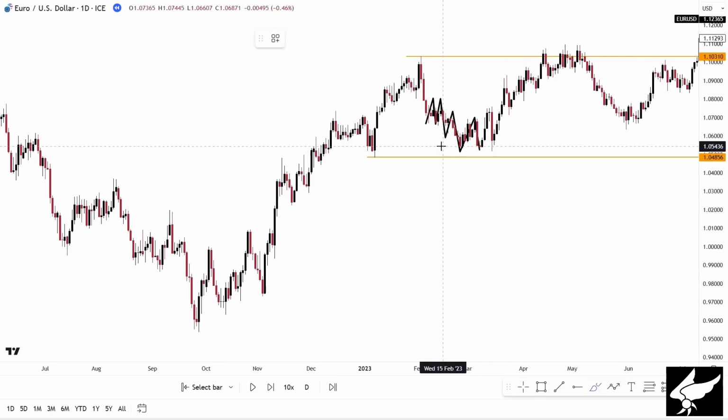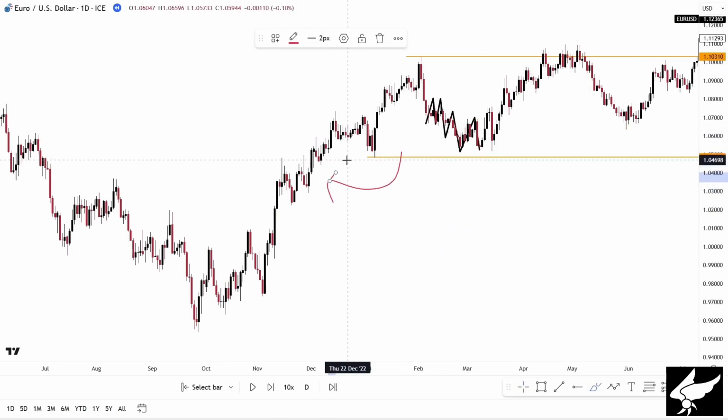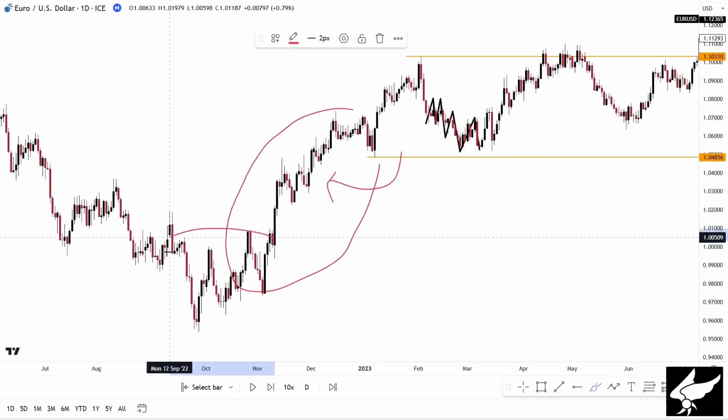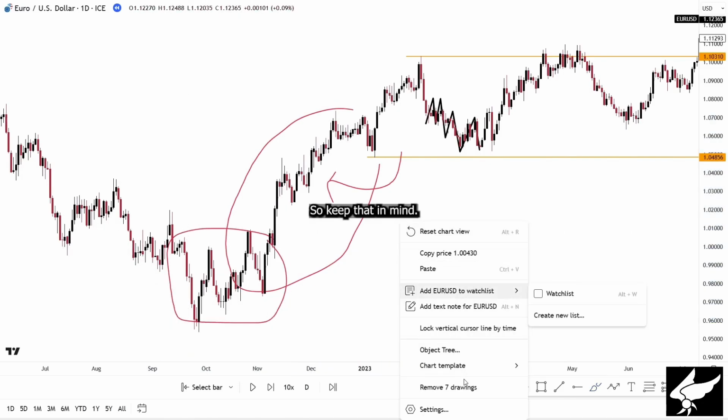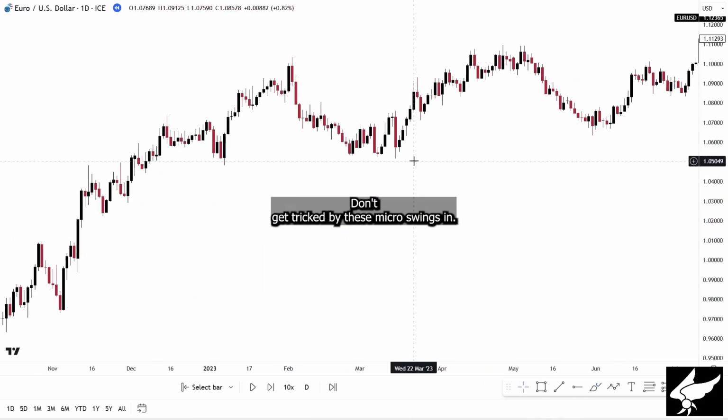And you can always look to the left and reference the previous trend. You can see price has been bullish, and this was your change of character right here. So keep that in mind. Don't get tricked by these micro swings.